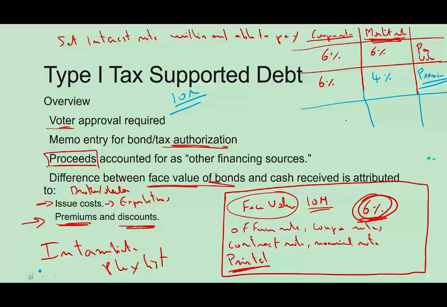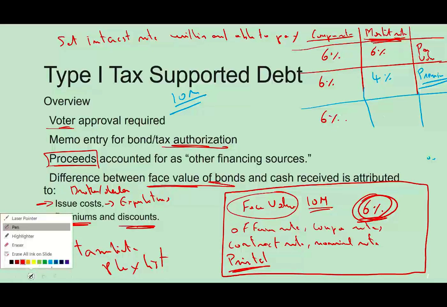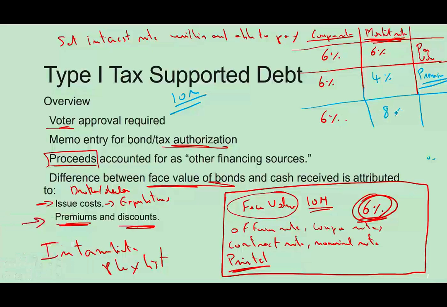This is when the bond sells at a premium. Also, the bond could sell at a discount. You're offering 6%, and the market is paying 8%. Well, guess what here? No one's going to buy your bond for $10 million.